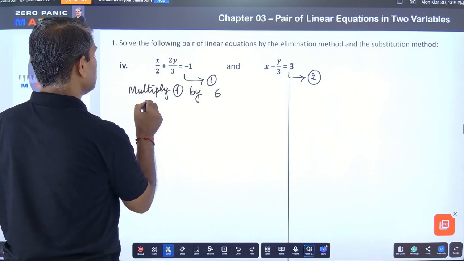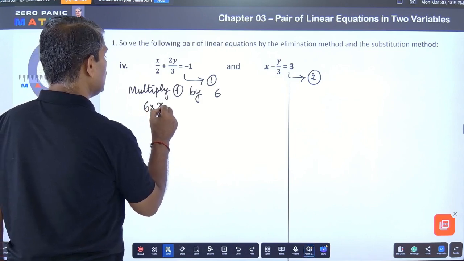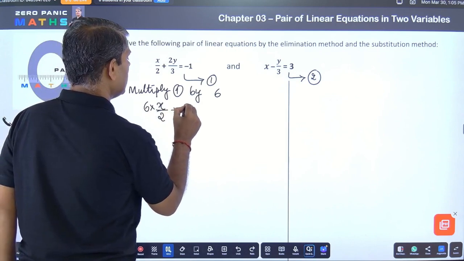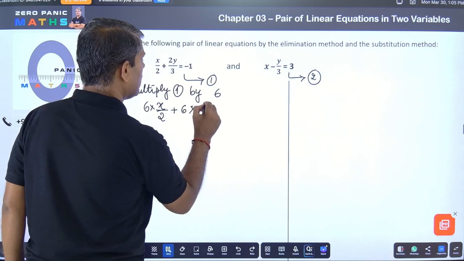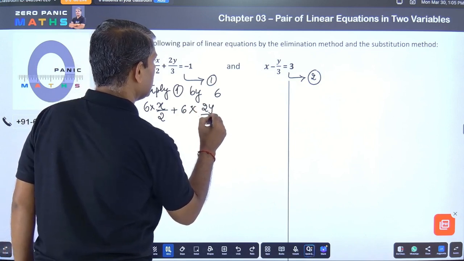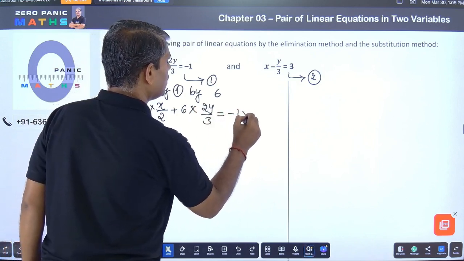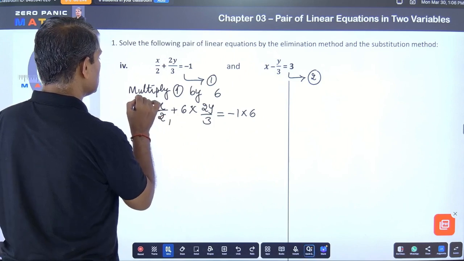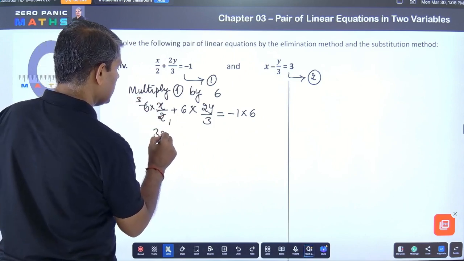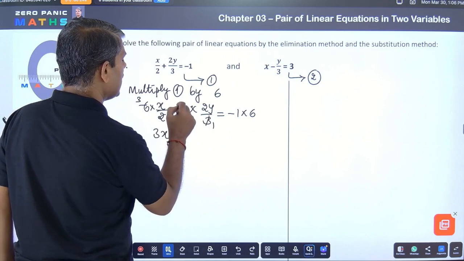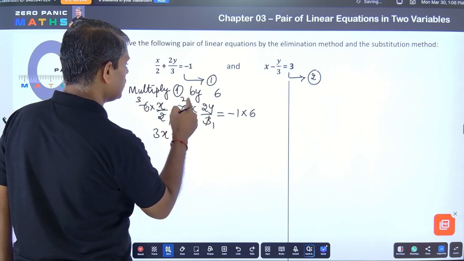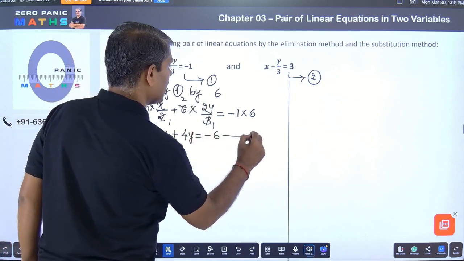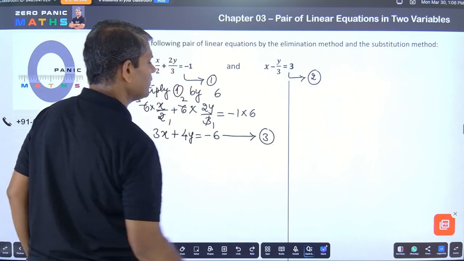So what does it give me? 6 into x by 2 plus 6 into 2y by 3, and minus 1 into 6. I'm multiplying 6 throughout. So 2 ones are, 2 threes are will give me 3x. 3 ones are, 3 twos are, 2 twos are 4y, is equal to minus 6. I'll call this my equation 3.